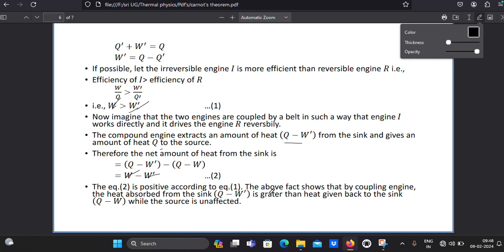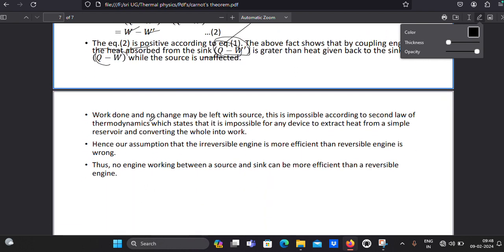The above fact shows that by coupling the engines, the heat absorbed from the sink is greater than the heat given back to the sink while the source is unaffected. Here, heat absorbed from the sink is greater than heat given to the source, so this value is greater than this one. Work is done, and no change may be left with the source.